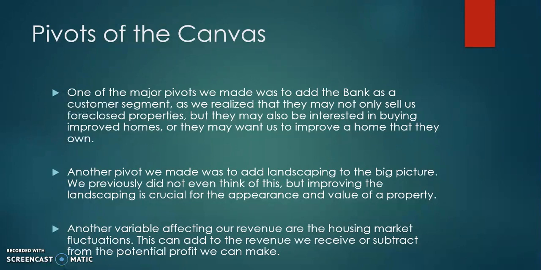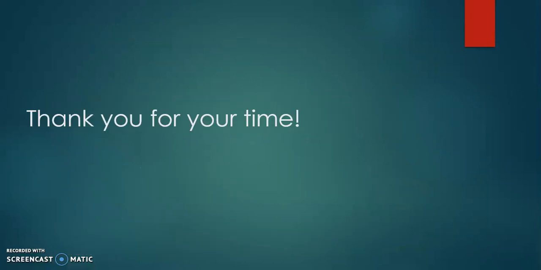Another pivot we made was to add landscaping to the big picture. We previously did not even think of this, but improving the landscaping is crucial for the appearance and value of a property. Another variable affecting our revenue is the housing market fluctuations. This can add to the revenue we receive or subtract from the potential profit we can make. So this is a very big part of our industry. Not every industry has that issue.